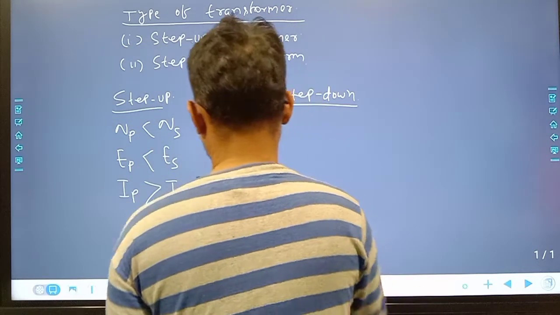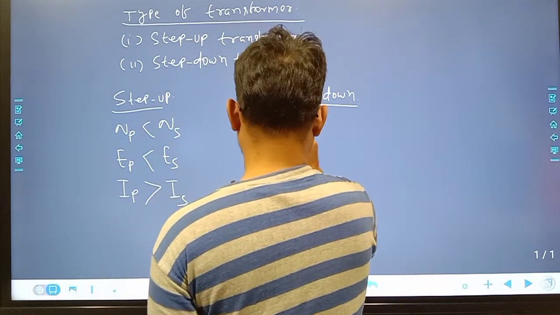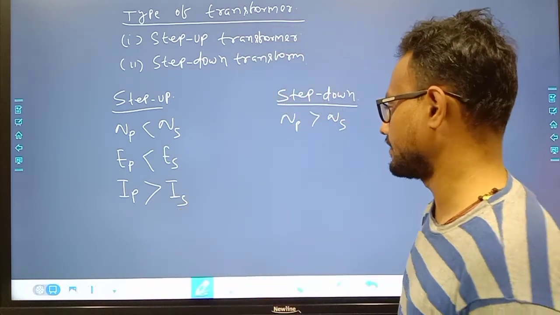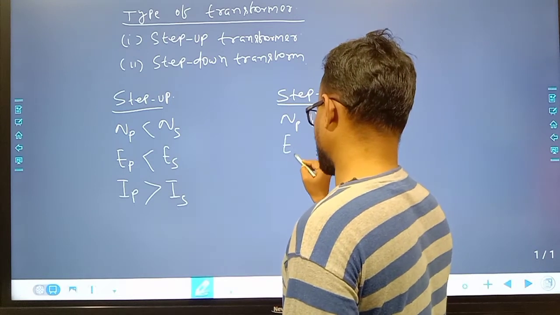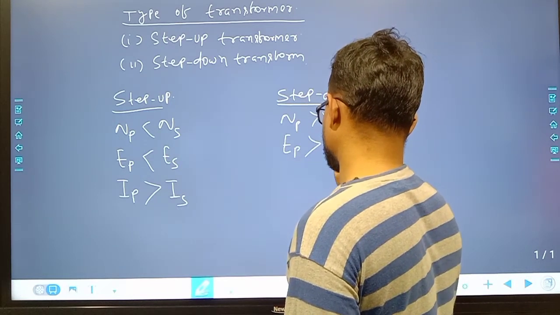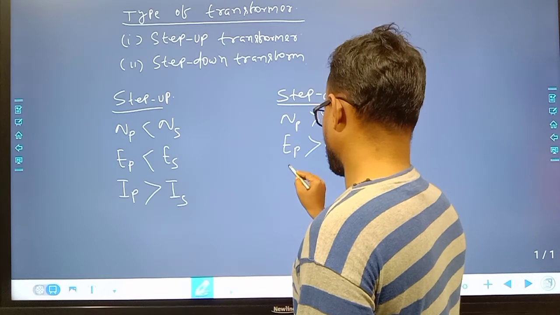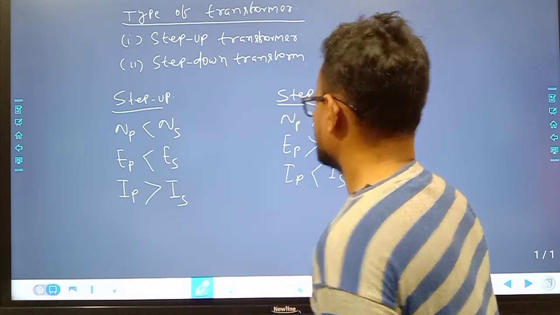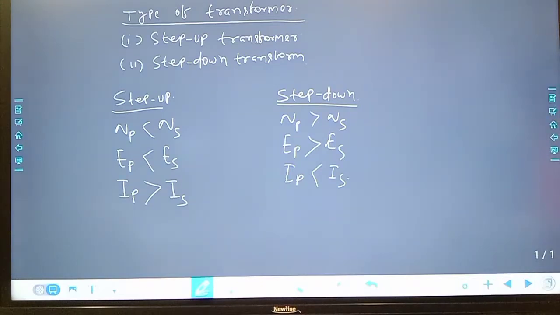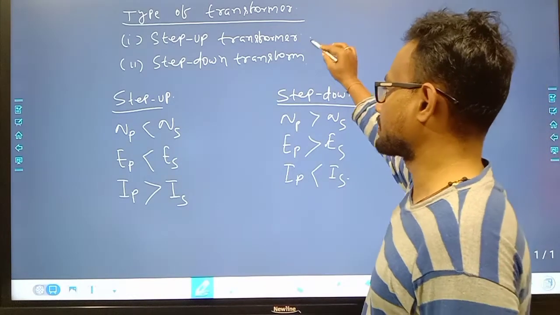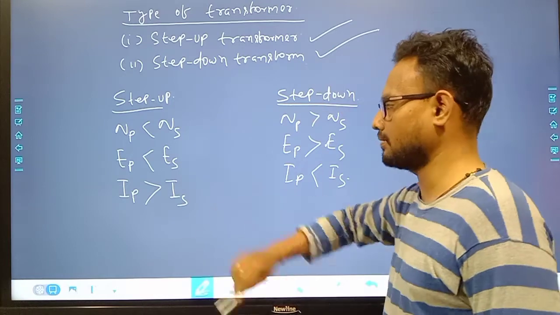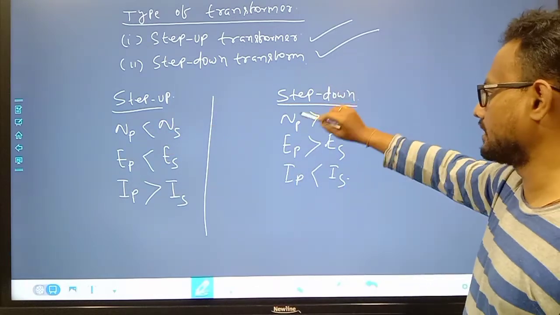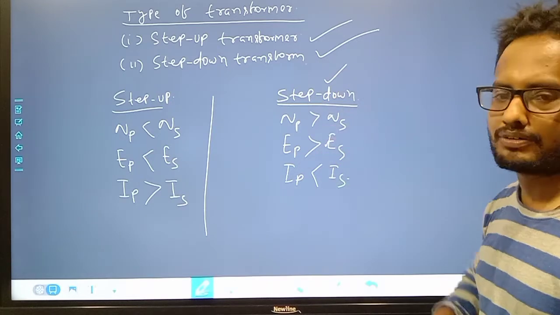Similarly, in a step-down transformer, the number of turns in the primary coil is greater than the number of turns in the secondary coil. EMF in the primary coil is greater than EMF in the secondary coil. And current in the primary coil is less than current in the secondary coil. That is called a step-down transformer. So there are two types of transformer: one is step-up and another is step-down. This is the condition to be a step-up transformer. This is the condition to be a step-down transformer.